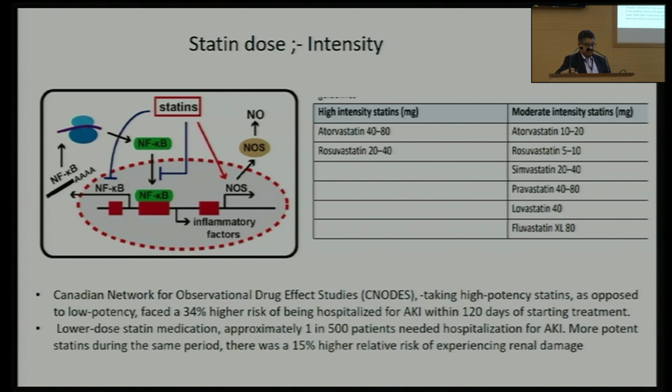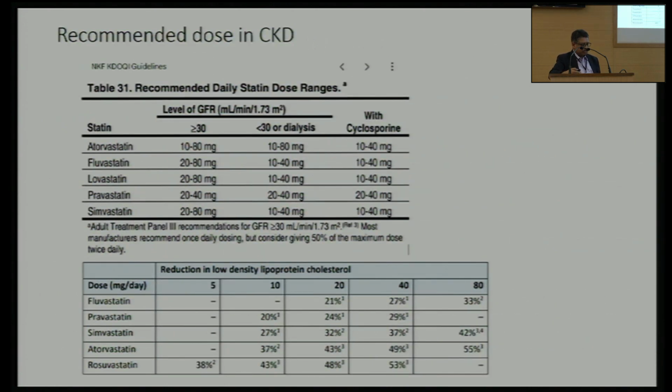But this Canadian network has definitely shown that when you use a high-intensity statin, you can get AKI also. So we have to be very, very careful, because most cardiologists use 80 milligrams or 40 milligrams. We need to evaluate the patient, since one of the reasons for AKI is that. The recommended dose in AKI is only 10 or 20 milligrams, and rosuvastatin should be only 10 milligrams. So we have to be very, very careful.